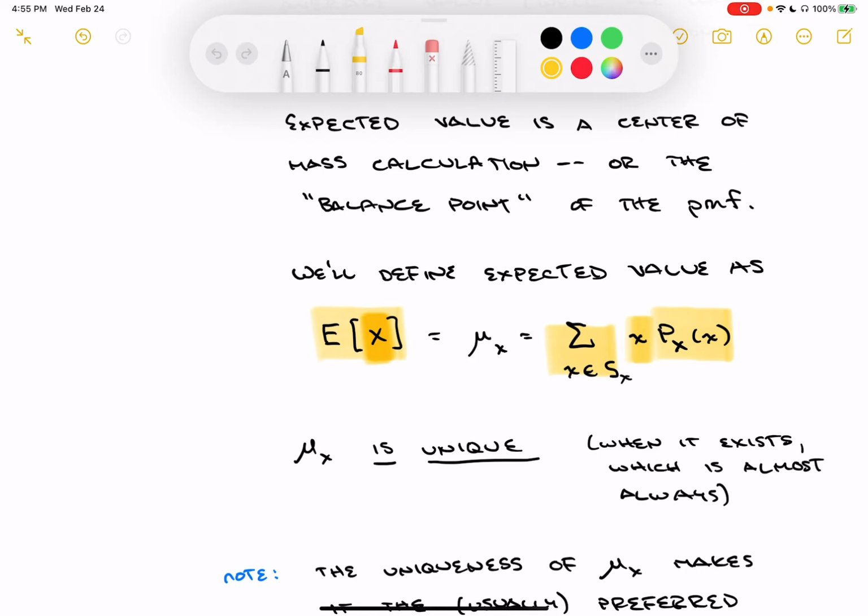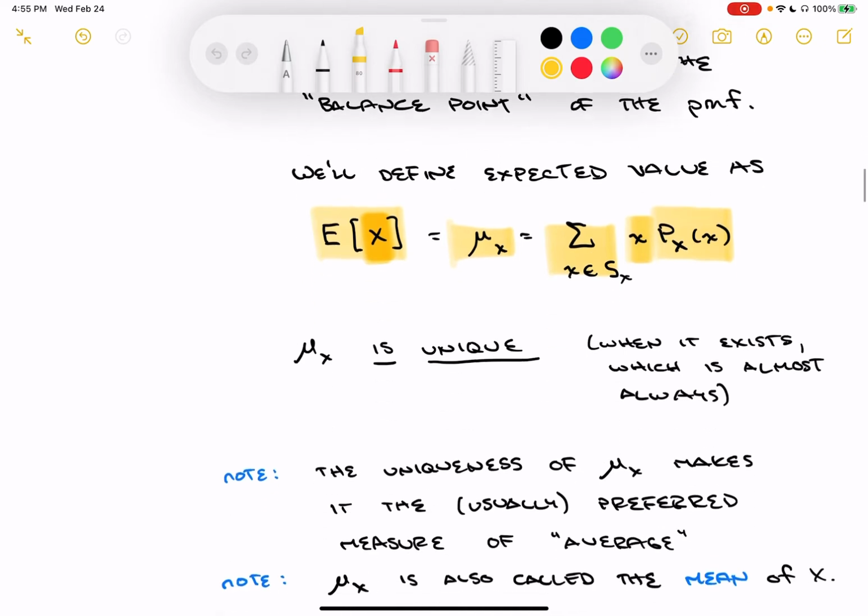is so common that they oftentimes abbreviate or give a shorthand notation for that expected X, and they'll just call it mu of X. Mu of X we could read as the mean of X. Mu of X is unique, at least when it exists, which is almost always the case. Almost all distributions have a mean that exists. There are some kind of quirky ones that you end up finding that the mean doesn't calculate out to a finite value. We're not going to spend too much time on that. Almost always the mean exists, and when it does, it's unique.